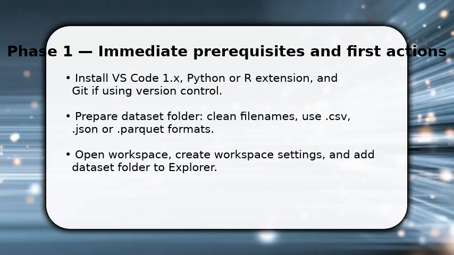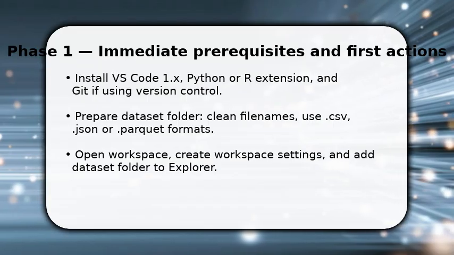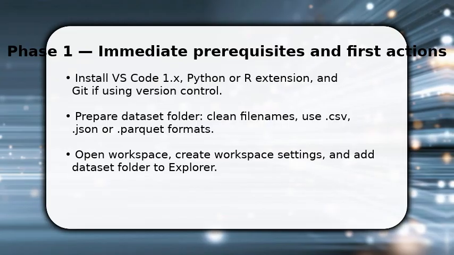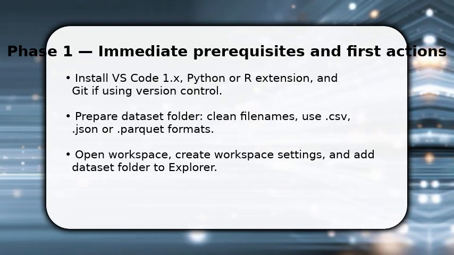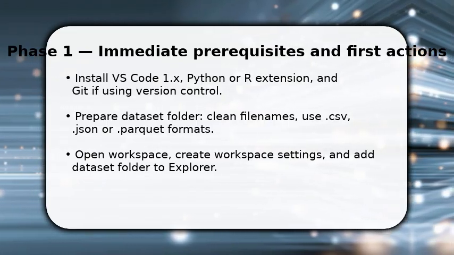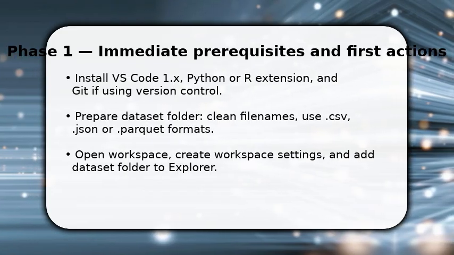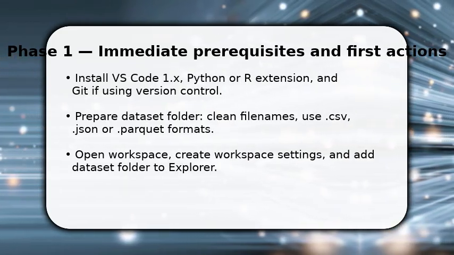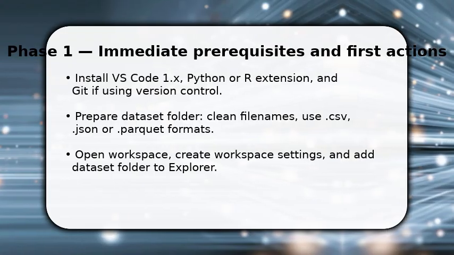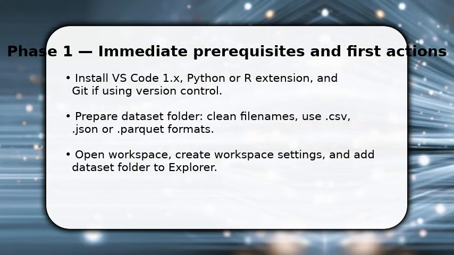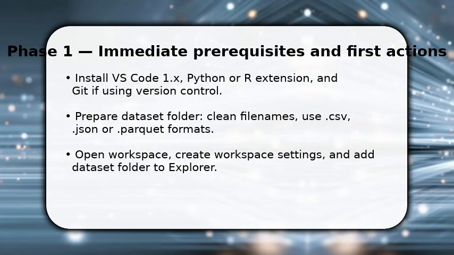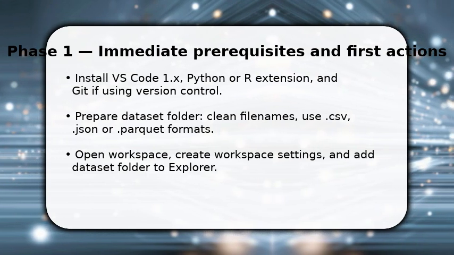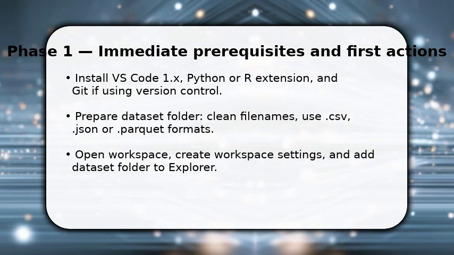You start by confirming prerequisites: VS Code installed, the language extension you need, and Git if you plan to track changes. Once done, prepare your dataset, clean file names, and choose a format like CSV, JSON, or Parquet so parsing is reliable. Then open your project workspace in VS Code and add the dataset folder directly to the Explorer. This makes files addressable by relative paths. Do this now so subsequent steps focus on import and tooling rather than setup.